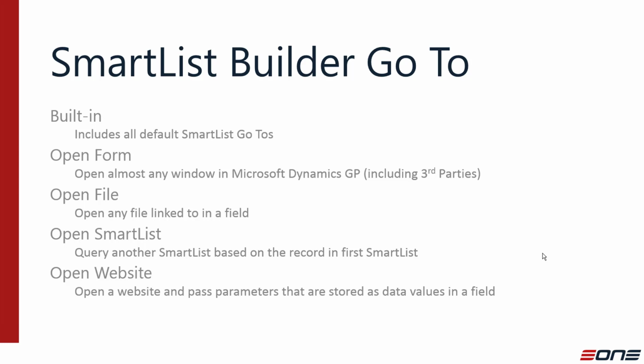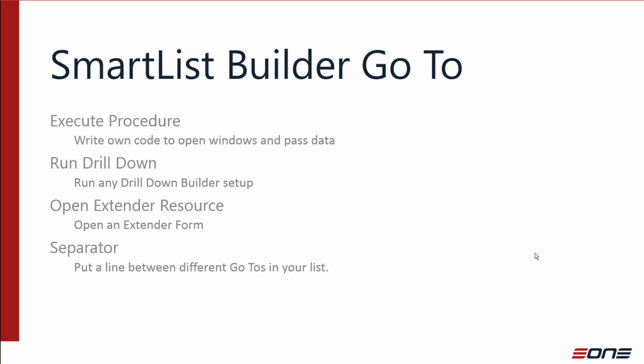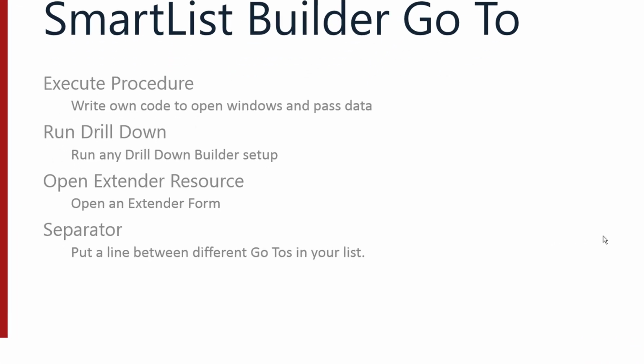We have open website, where we can pass parameters to a website and have that open with specific values filled in, such as a tracking number, something to that effect. There is an execute procedure option where you can write your own code to open windows and pass data to them. Run drill down, we'll use drill down builder to run that go-to that you have set up there. Open extender resource will allow you to open any extender form if you're using E1's extender product. And then there is just a separator so that you can put lines between your go-tos.